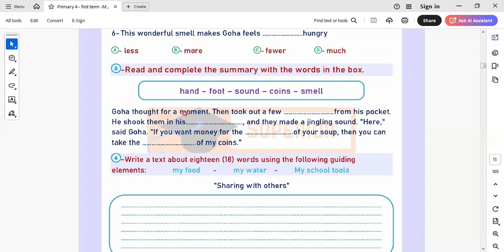Goha thought for a moment, then took a few coins from his pocket. He shook them in his hand, and they made a jangling sound. Then said Goha, if you want money for the price of your soup, then you can take the price of the coin.